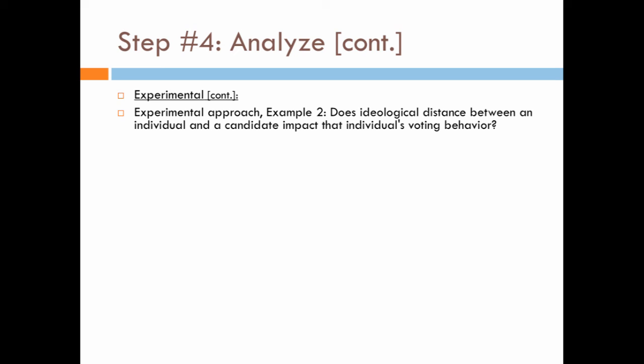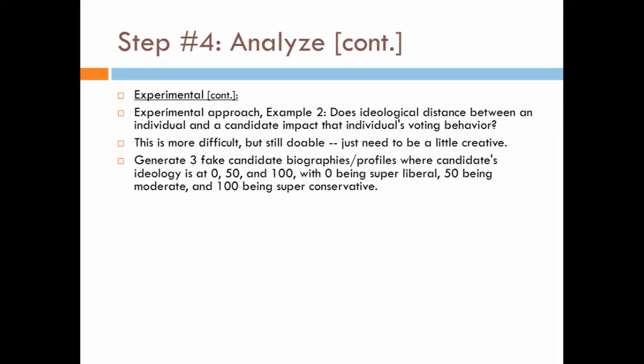Does ideological distance between an individual and a candidate impact that individual's voting behavior? This is more difficult but still doable. We just need to get a little bit more creative. We could generate 3 fake candidate biographies or profiles where the fake candidate's ideology is at 0, 50, and 100, with 0 being super liberal, 50 being exactly moderate, and 100 being super conservative.